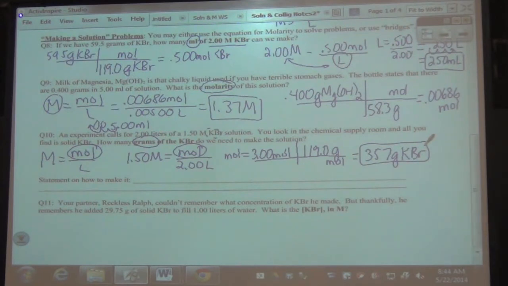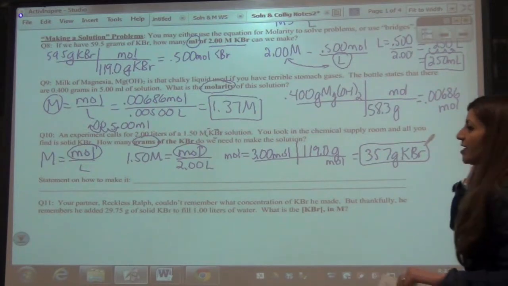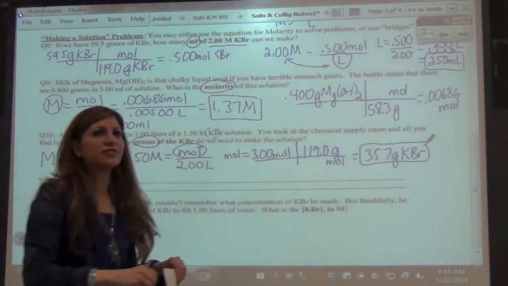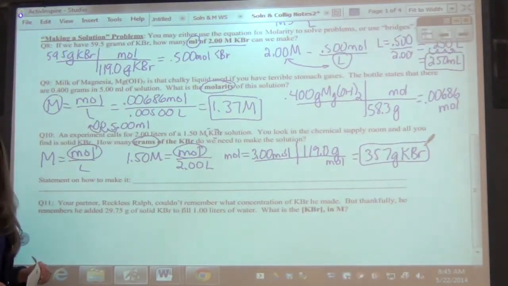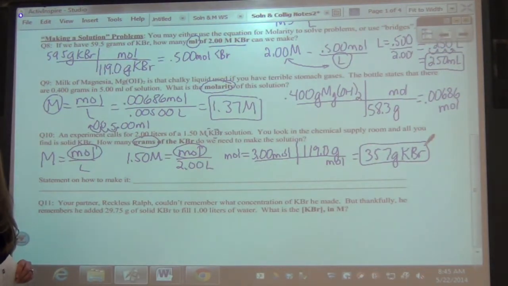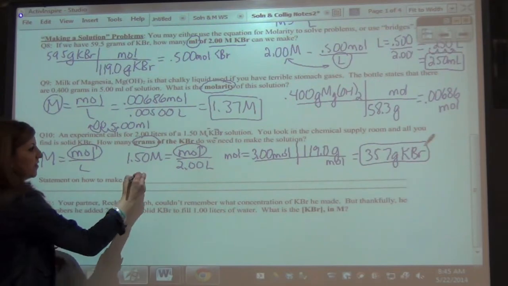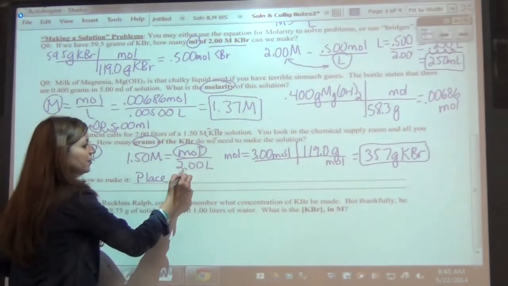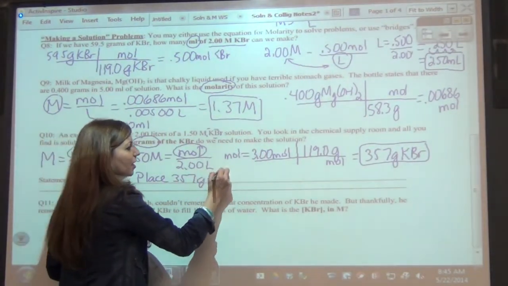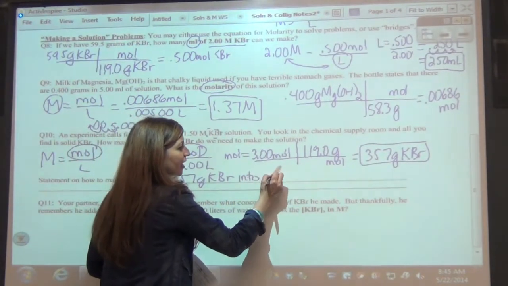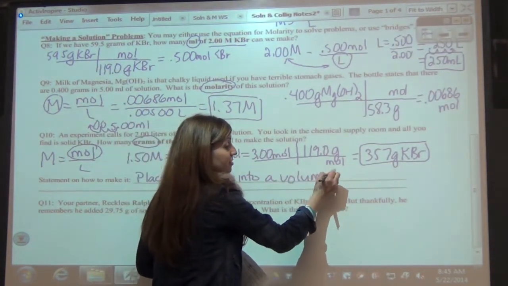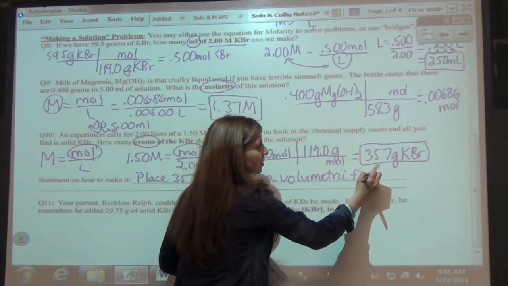Okay, so the last thing is, how do we make this statement? To the statement of how to make it, what do you do first? You take the grams and you put them in a flask, container, some type of container. We're going to call it a volumetric flask. So place your 357 grams of KBr into a volumetric flask, which is typically what you use.